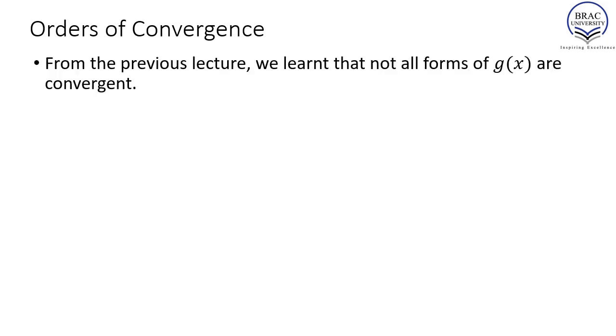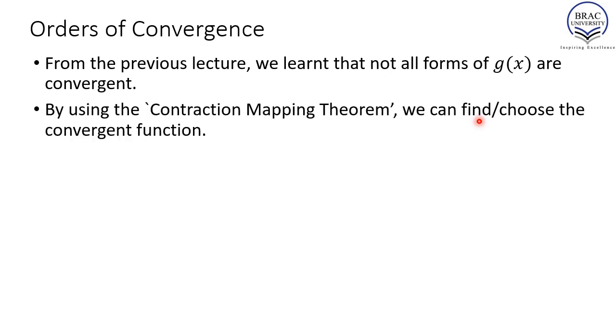So in the previous lectures, we learned that not all forms of g of x are convergent. There are some g of x that are divergent. We excluded those. Only a convergent function contains the fixed point. So by using the contraction mapping theorem, we can find or choose the convergent function.